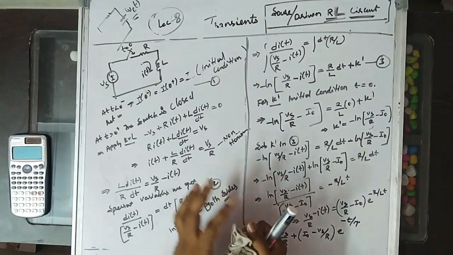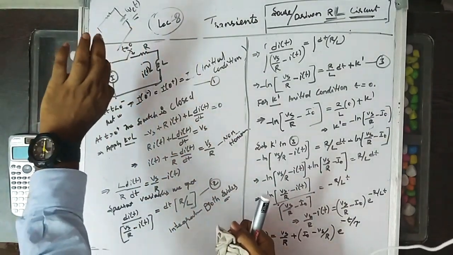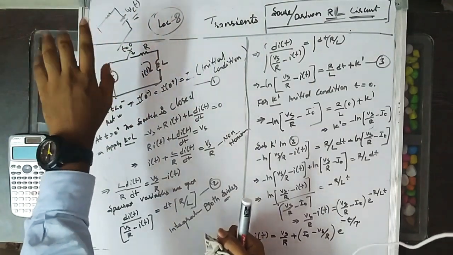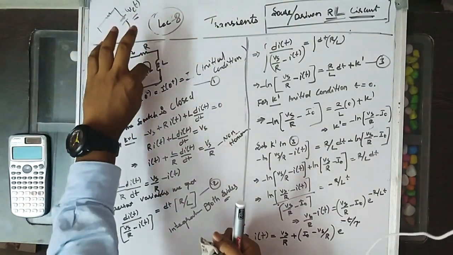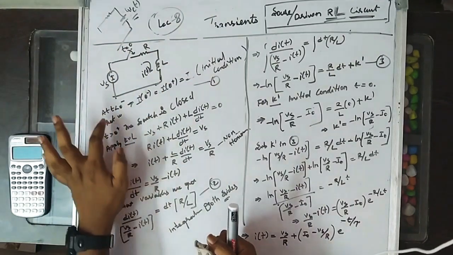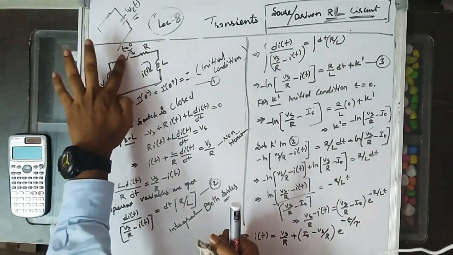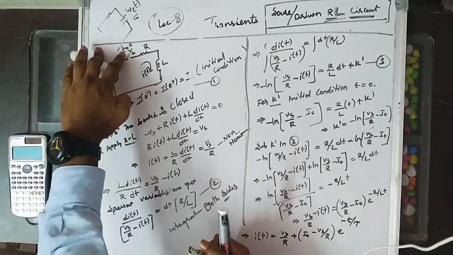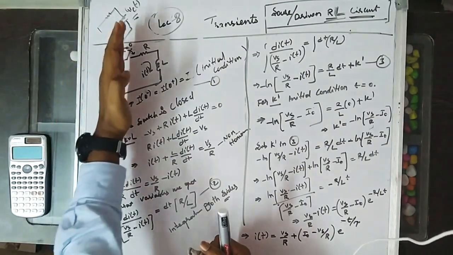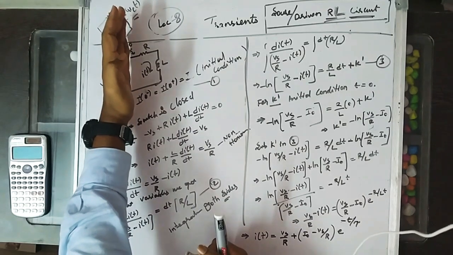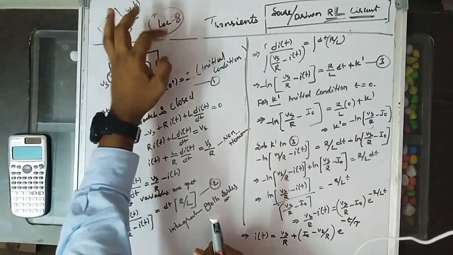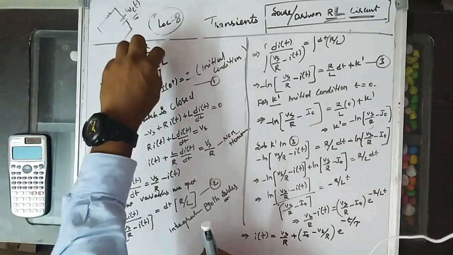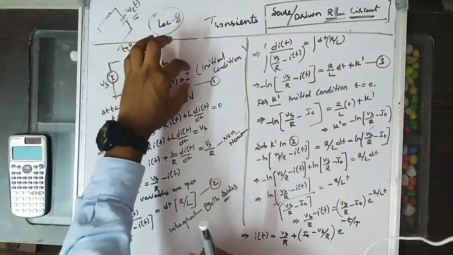When you see the inductor, you will be finding the initial and final values of the inductor only. For a capacitor, that means the voltage across the capacitor; for an inductor, it means the current through that inductor. Here the switch operates at t equal to 0. Before the switch operates, the circuit is open. At that condition, we took the initial condition that the current through that inductor is I0.